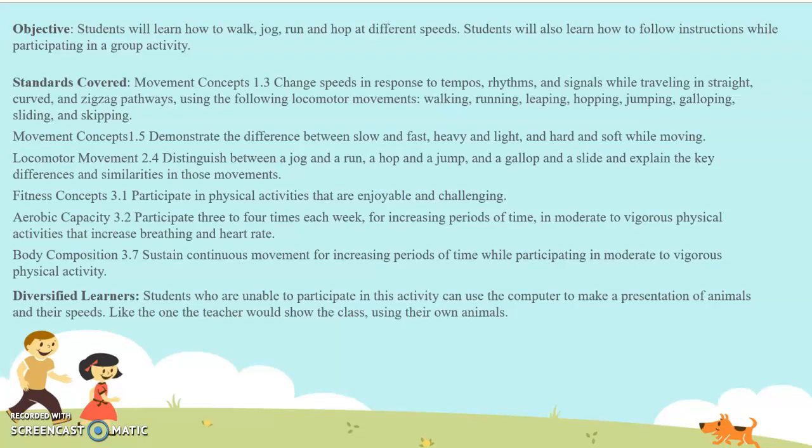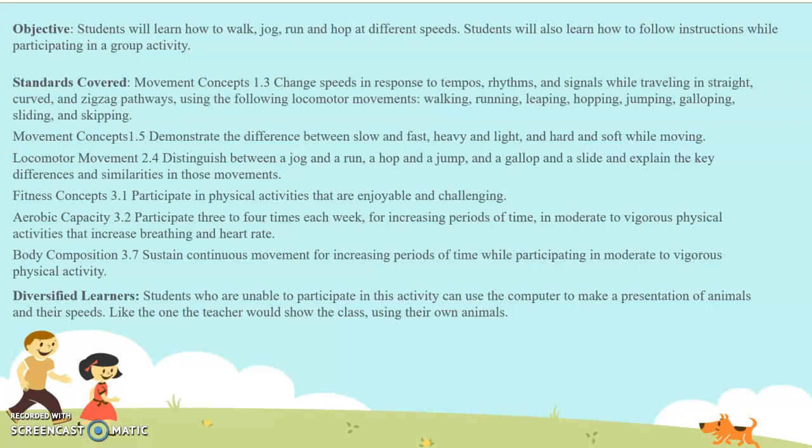Fitness concepts 3.1: participate in physical activities that are enjoyable and challenging. Aerobic capacity 3.2: participate 3 to 4 times each week for increasing periods of time in moderate to vigorous physical activities that increase breathing and heart rate. Body composition 3.7: sustain continuous movements for increasing periods of time while participating in moderate to vigorous physical activity.